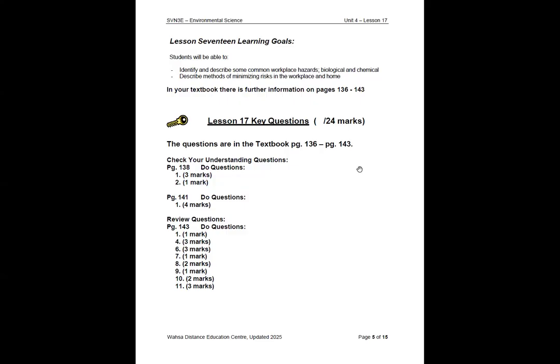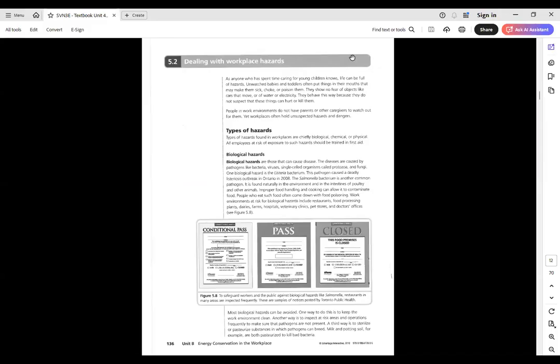Okay, I'll put that on pause for a second, and I'm going to go over to the textbook now. And we're going to be on page 136 of the textbook. There we go. Hopefully you can see that on the screen now. Okay, we're in section 5.2, dealing with workplace hazards.